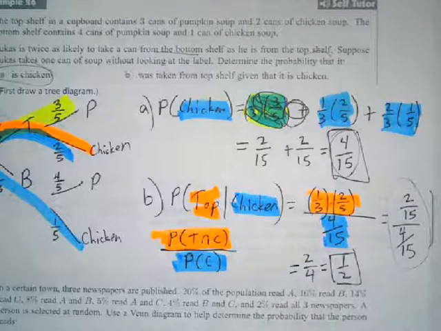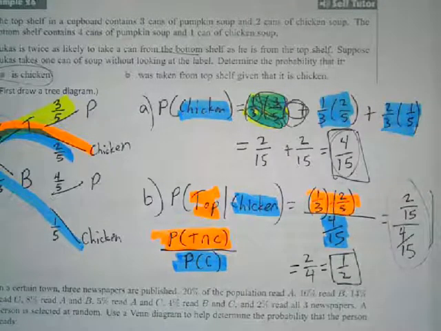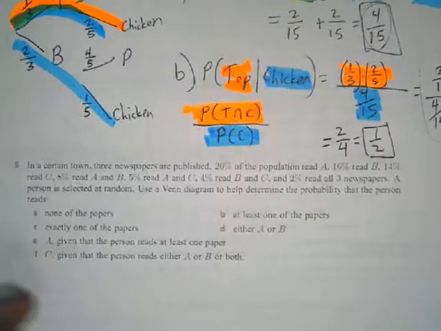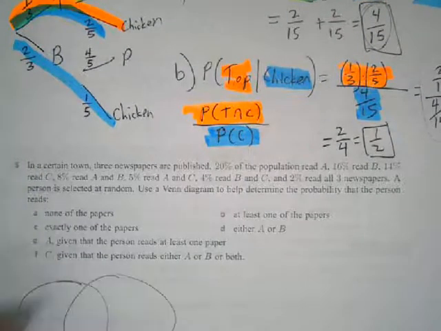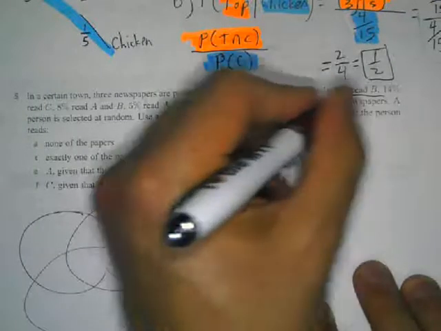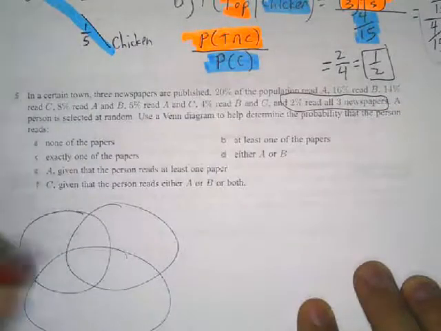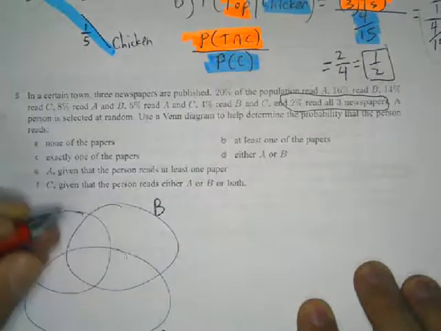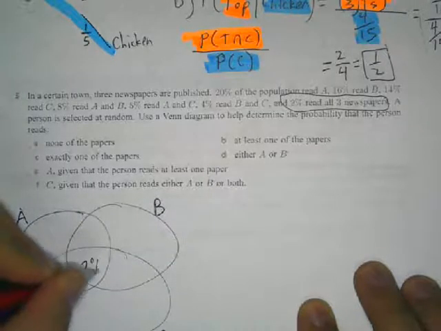Okay, number 5. Lots and lots of people had trouble with this in class, so we need to talk about number 5. First thing I'm going to do is draw 3 circles. The very first thing I'm going to notice is that 2% read all 3 papers. So this is paper A, paper B, paper C. I'm going to write 2% here.